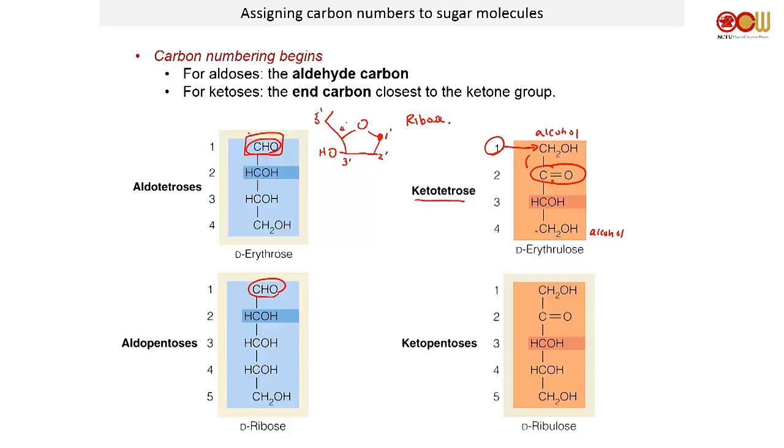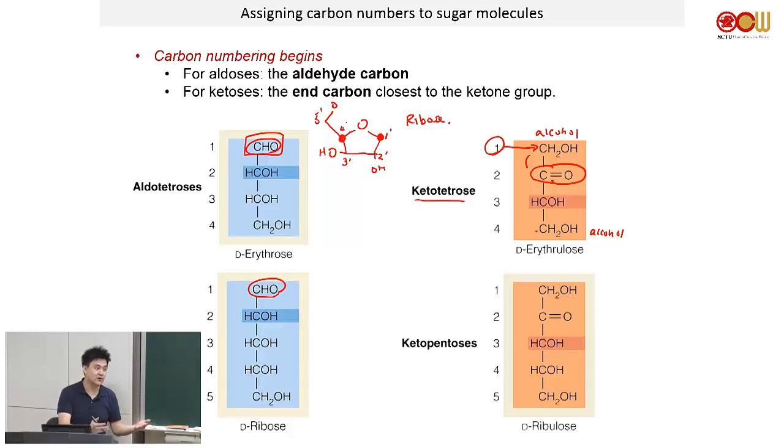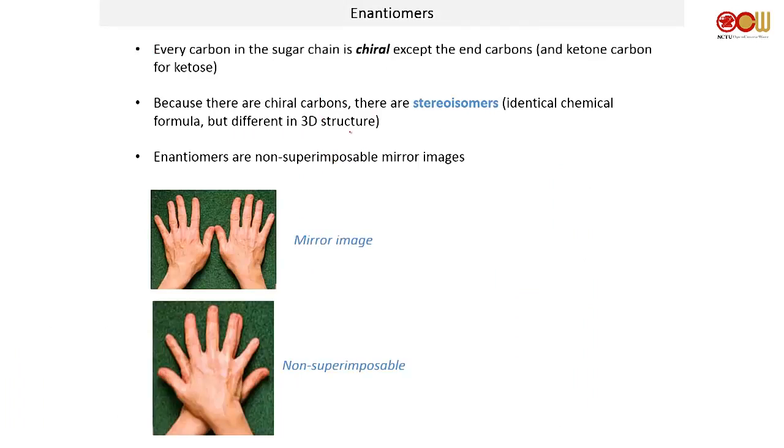So for ribose, carbon number 1 is here. Carbon number 4 is here. That means that there was a dehydration reaction between carbon 1 and carbon 4. Just to recall your memory about DNA. All right. So we talked about different numbers of carbons in sugar. So you have triose, tetrose, pentose, hexose.